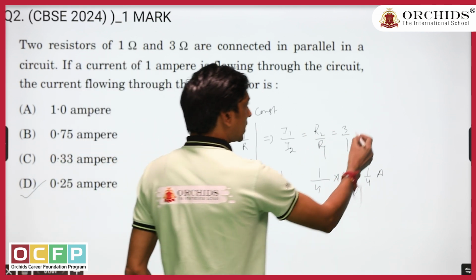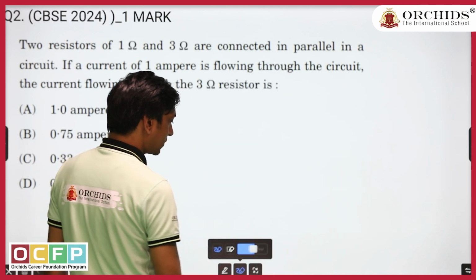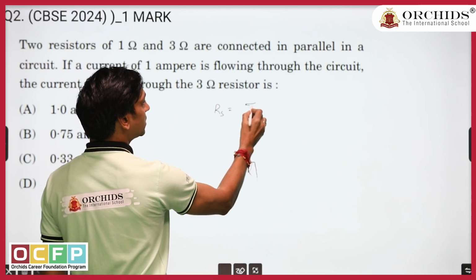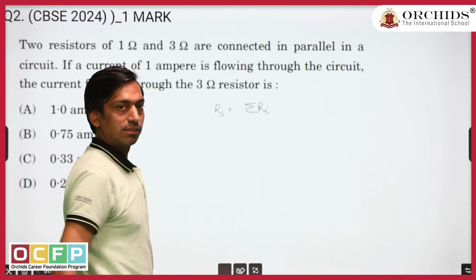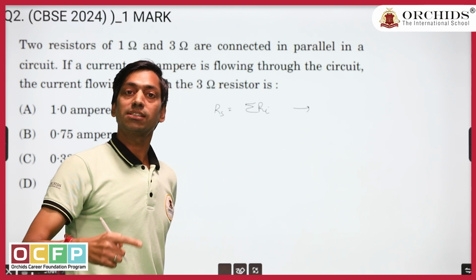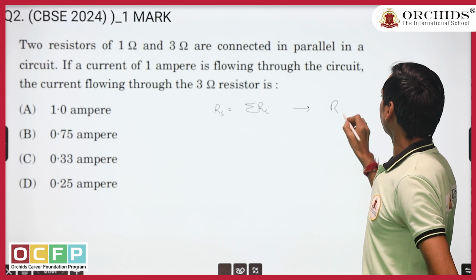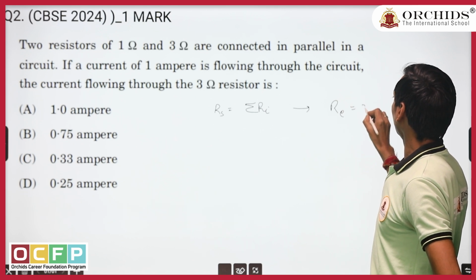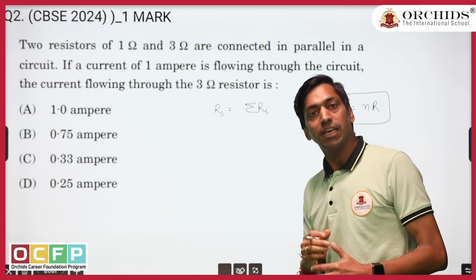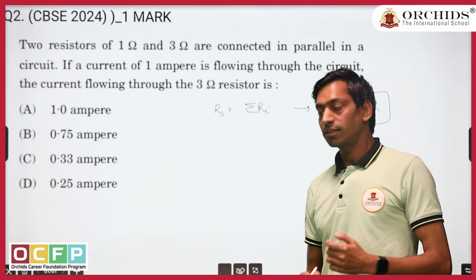Now a few extra points I want to highlight regarding the combination of resistors. First, we know that in series combination, the equivalent resistance is the sum of all resistors. If in series all resistors have equal resistance, then keep in mind the overall resistance R equivalent is equal to N times R, that is, the number of resistors multiplied by the resistance of each resistor.